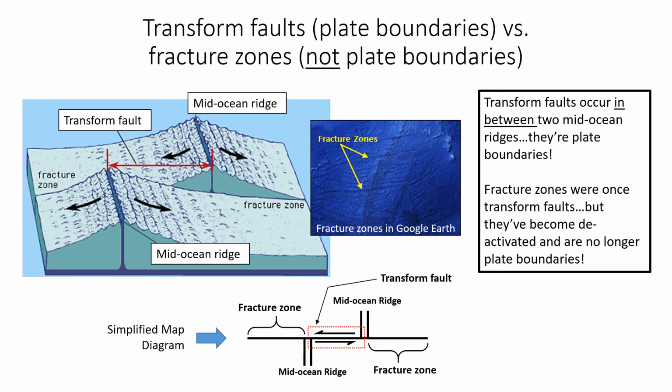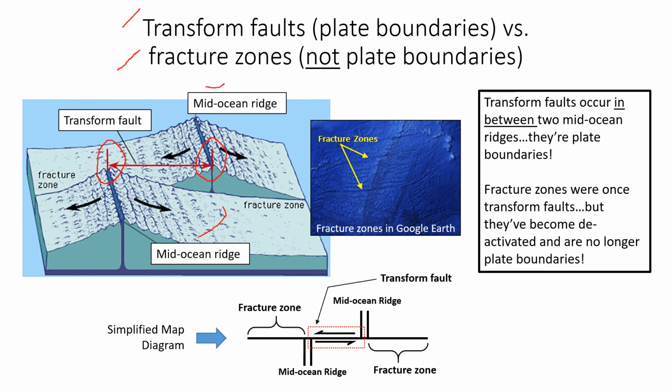Well, another prominent feature that we see on the seafloor, actually two prominent features, are called transform faults and fracture zones. And the basic distinction is that transform faults are plate boundaries. Up until now, we've been referring to these as transform plate boundaries. And you'll notice that transform faults always occur in between two mid-ocean ridge segments. So it's only in between the two mid-ocean ridge segments on this diagram that we find a transform fault.